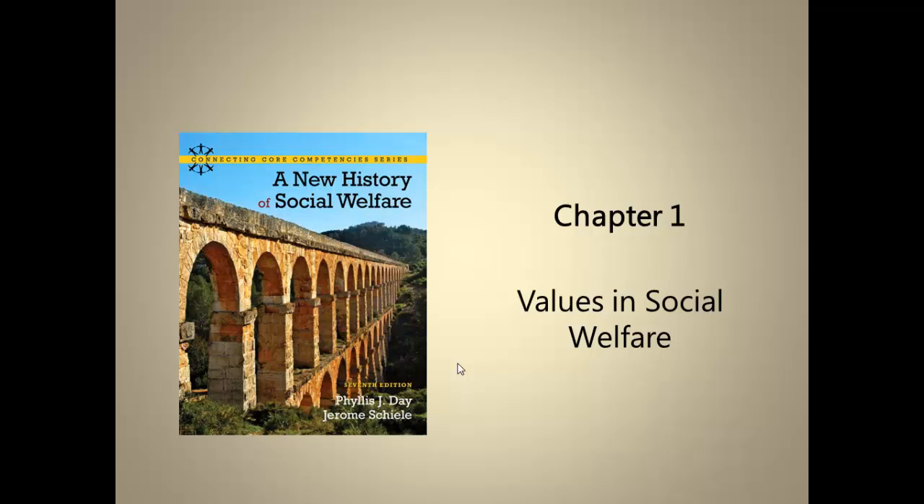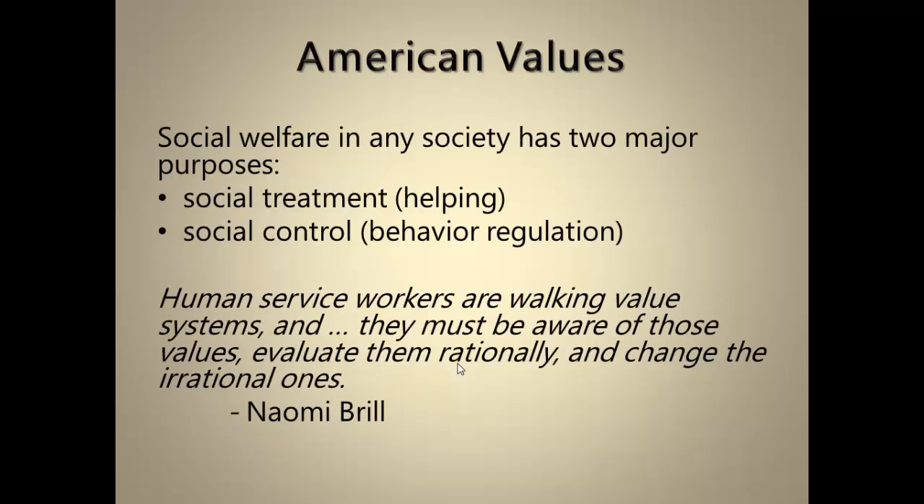So with that in mind, in the day text, she talks in the first chapter about American values, and we're going to spend some time looking at that. First of all, social welfare, just as a basic concept, is really something that has 2 major purposes in any society. And the one we know about, the one we think about when we think about social welfare, is the social treatment aspect. That is, that the programs are supposed to have a helping aspect to it that aids individuals in need to meet their basic needs and to live a quality life, so to speak.